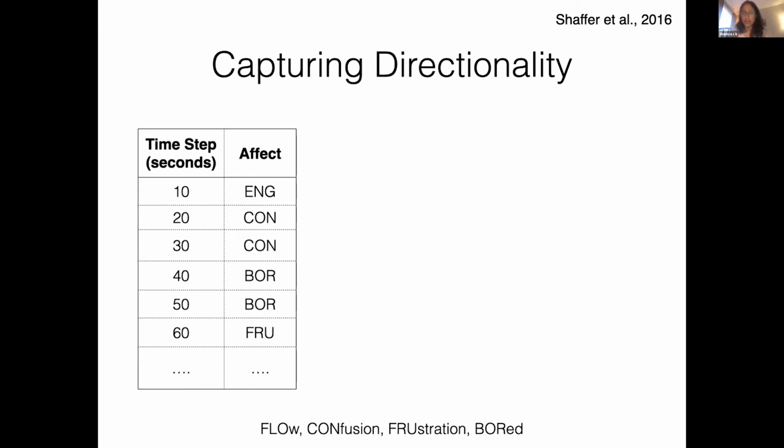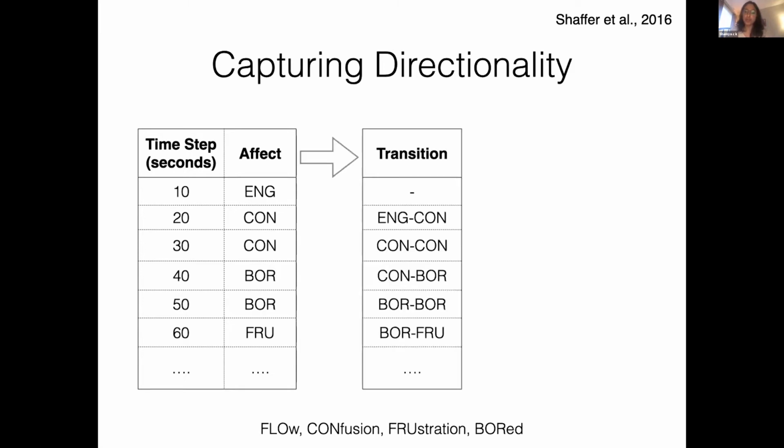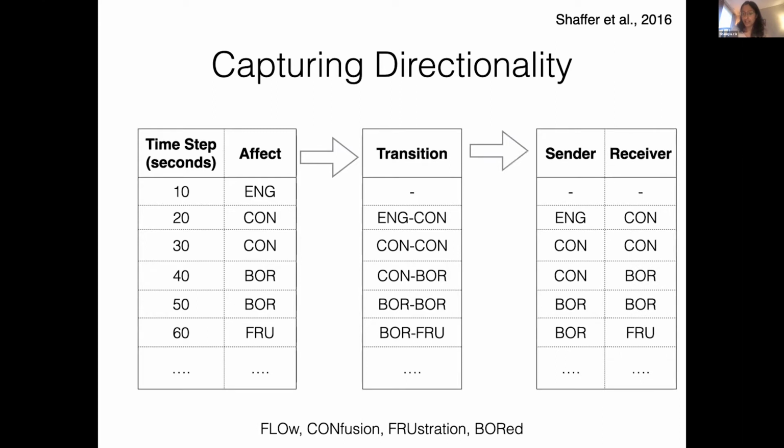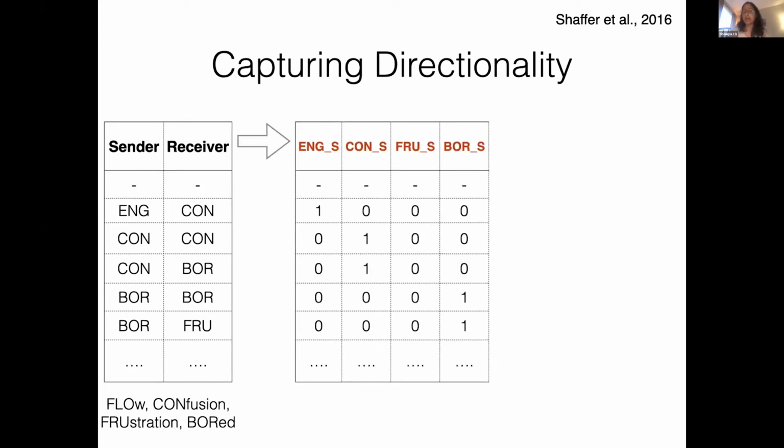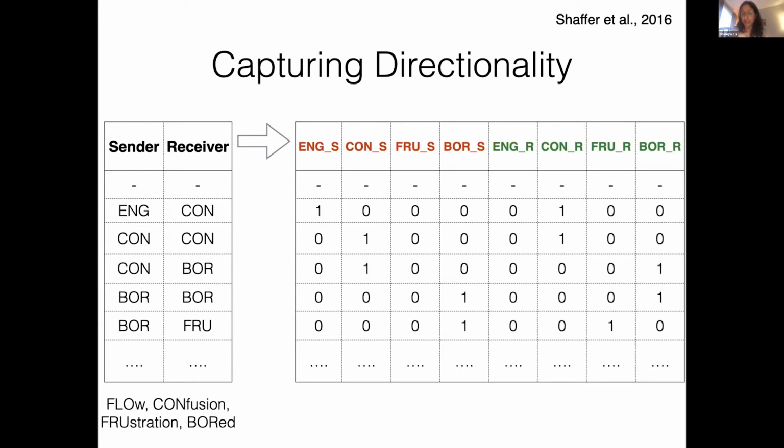So the first one is inspired by what was proposed by Shaffer and his colleagues in 2016. In this case of affect dynamics, if you have an affect sequence like this, which corresponds to a transition between the affective states, we could think about the codes not just as these affective codes of, say, engagement, confusion, boredom, frustration, but also as the sender code and the receiver code, like who is the sender and who is the receiver, and accordingly convert these transitions into one hot encoding for the sender state and one hot encoding for the receiver state, leading up to the vector encodings where the directions are preserved.